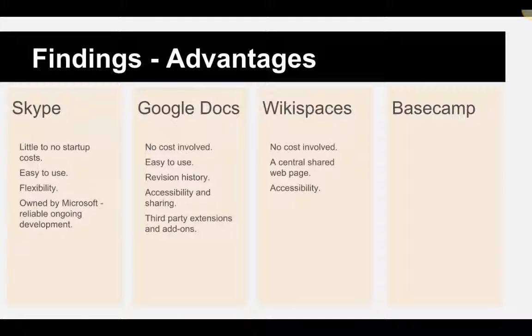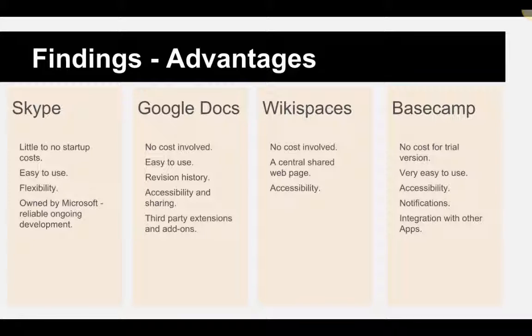Wikispaces was used as a community webpage. There's no cost involved with Wikispaces. We used it to create our team action plan, and it was our central webpage to collate all the ideas and information. With Basecamp, we used it as our project management tool once the action plan was done.